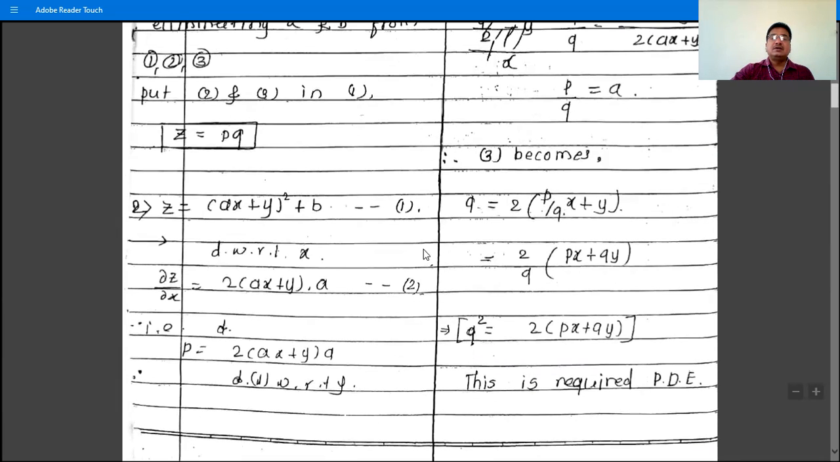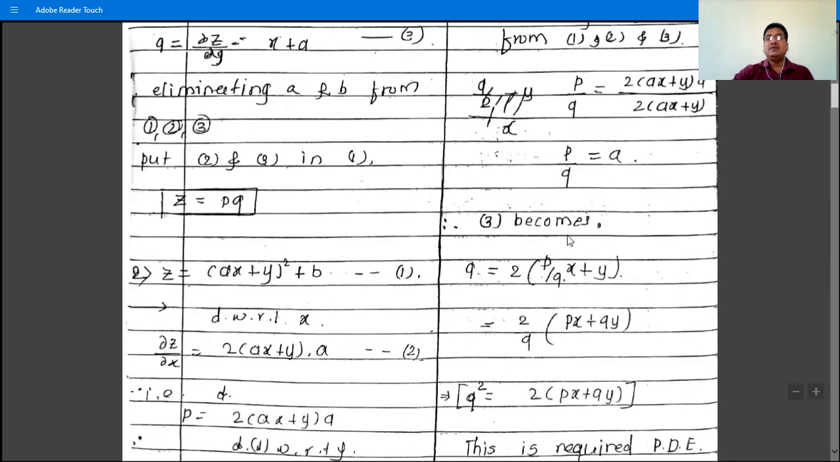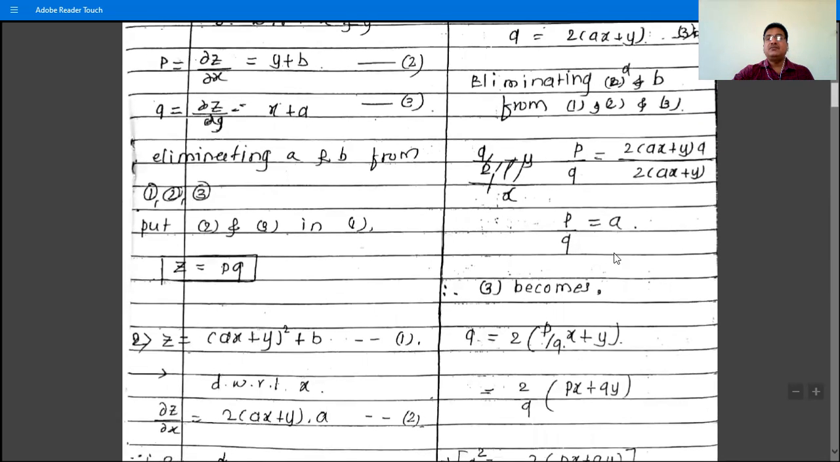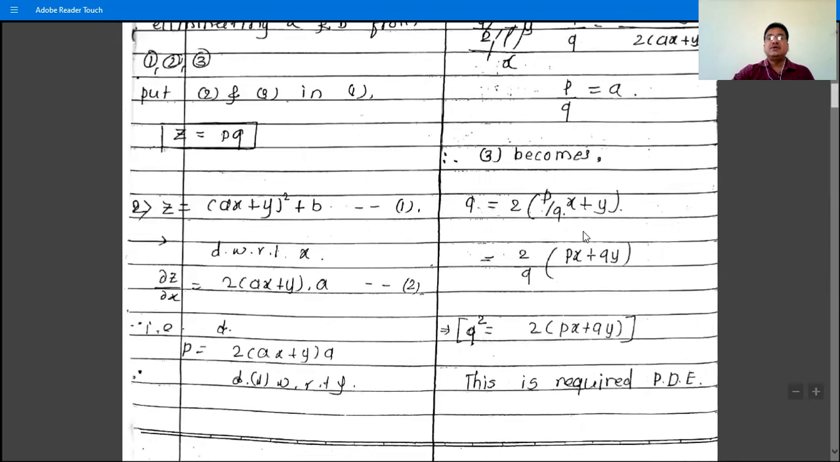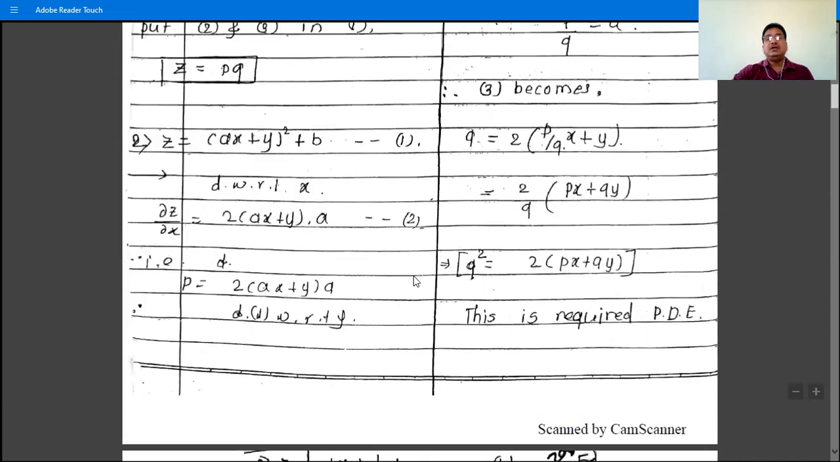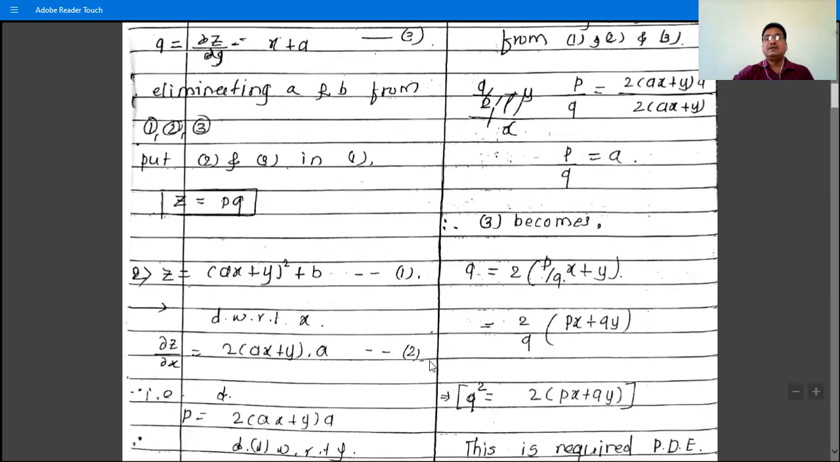Here we have to eliminate a and b from equations 1, 2 and 3. We can either use all three equations 1, 2 and 3, or just use equations number 2 and 3. Here we have the elimination of a and b from equation numbers 2 and 3.